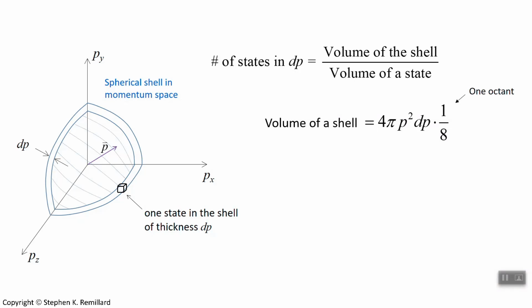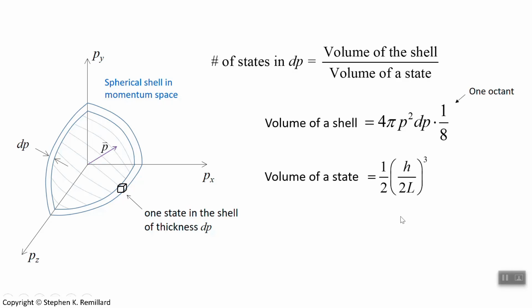And if you're still wondering about the whole octant thing, I'm only considering magnitudes of p sub x, p sub y, and p sub z, because in the end we're going to turn this into a function of energy, and energy goes as momentum squared, and so there's no sign involved. And we already know the volume of a state. We just figured that out.